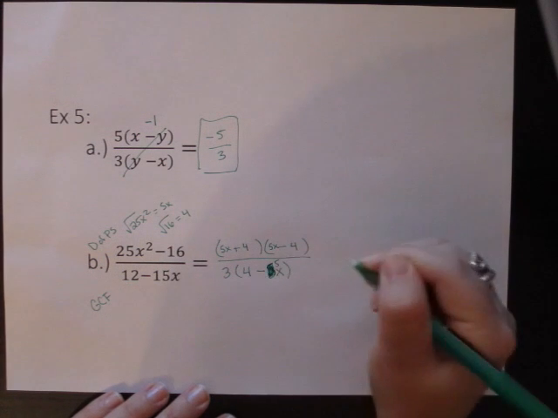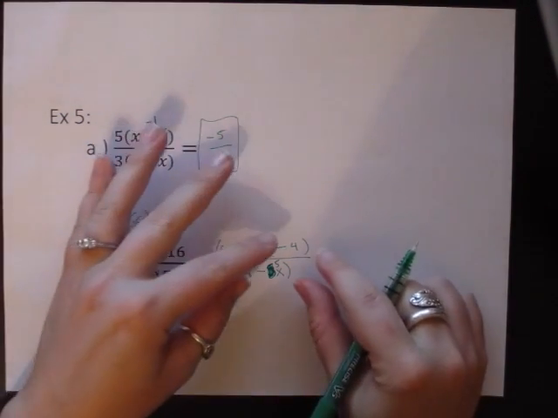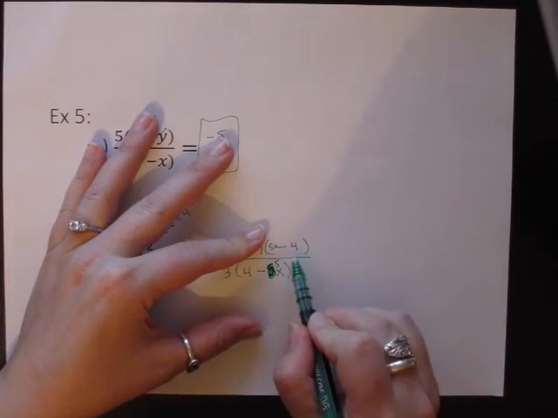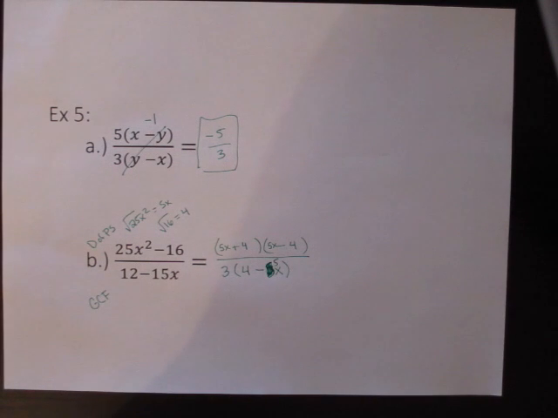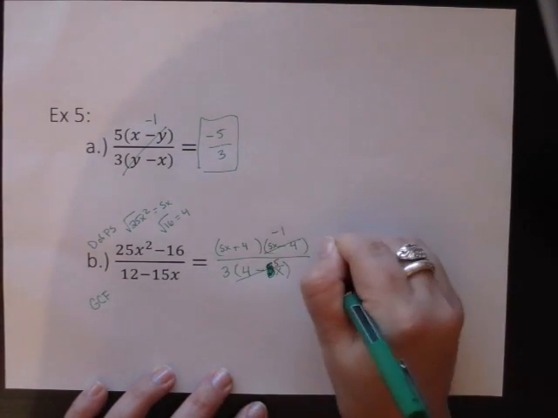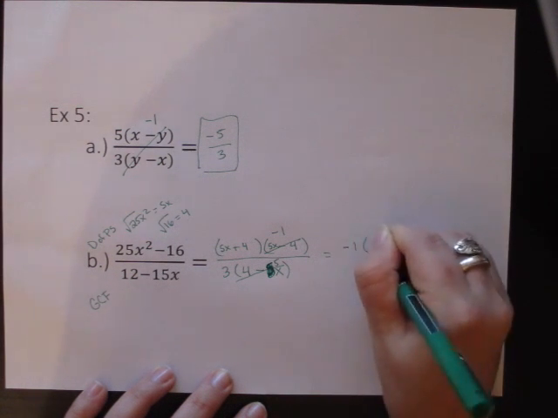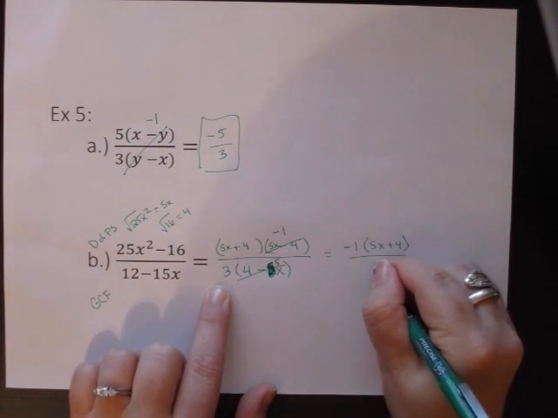If I quick look at this, I would say nothing simplifies. But if I look at it a little bit closer, I've got 5x minus 4, and then I've got 4 minus 5x. And we know that those are opposites of each other because the terms are in opposite positions and they're using subtraction. Whenever I have opposites, they simplify to negative 1. So what I have is negative 1 times 5x plus 4 over the only thing that's left in the denominator, a 3.